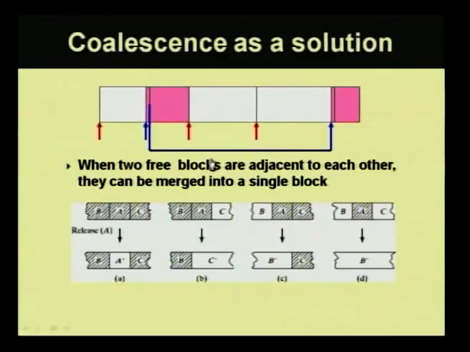Another solution is coalescence. Coalescence is much similar to compaction, but we don't always bring variable blocks inside your memory to join together. Instead, we only take care of two adjacent blocks which are holes so that they can be joined together to form a single memory segment. That is, when two free blocks are adjacent to each other only, they can be merged as a single block.